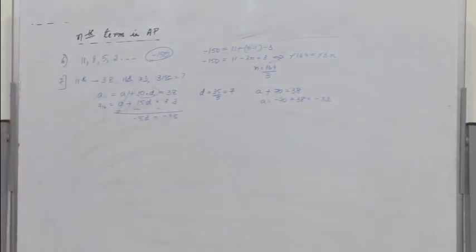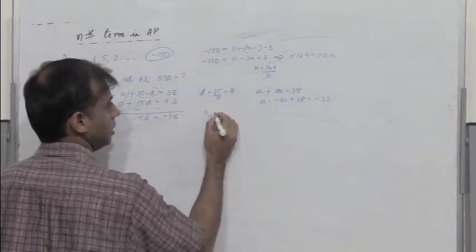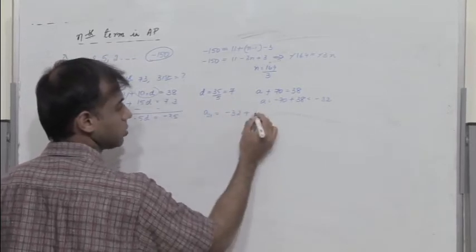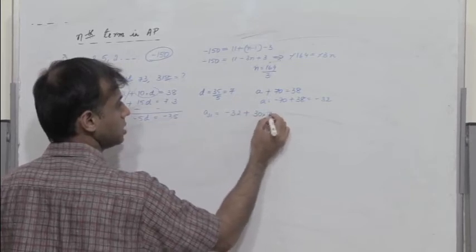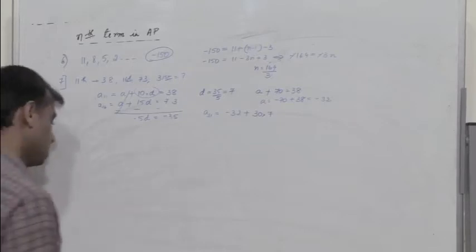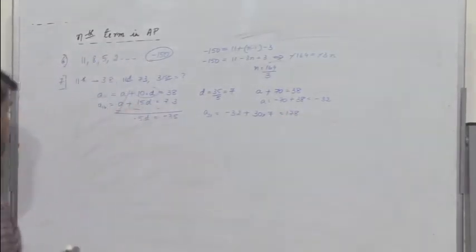So now we know the value of A, we also know the value of D, so we can find out A31. So A31 is A, which is minus 32, plus n minus 1, 31 minus 1 is 30, into D, which is 7. So we have minus 32 plus 30 into 7, which gives us 178. So the answer is 178.